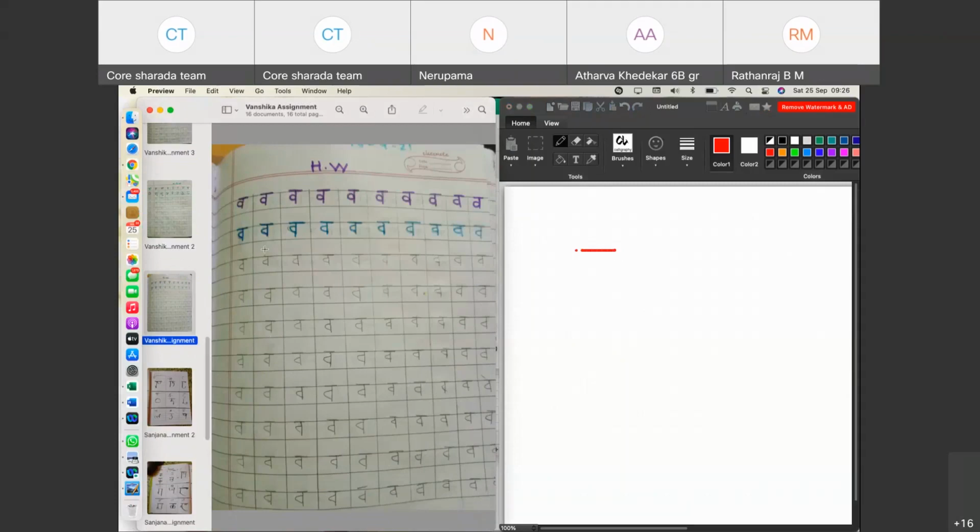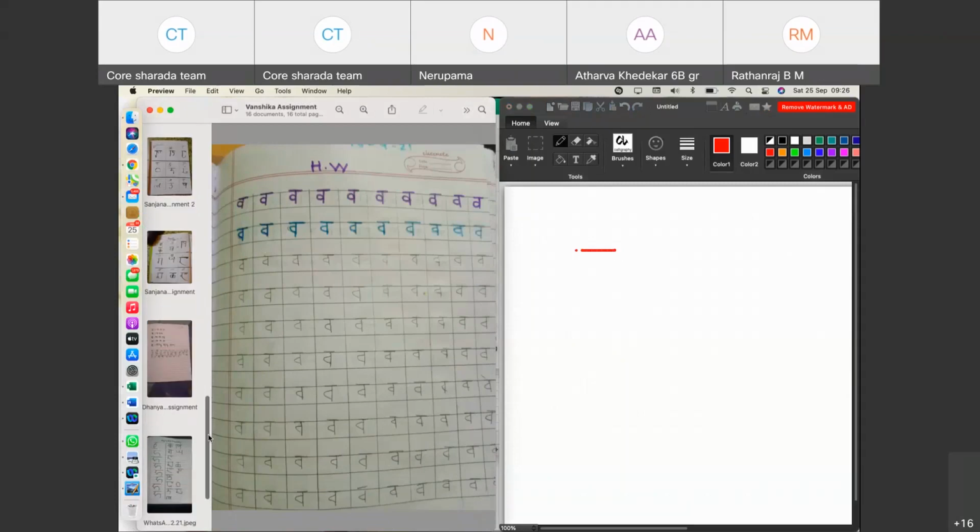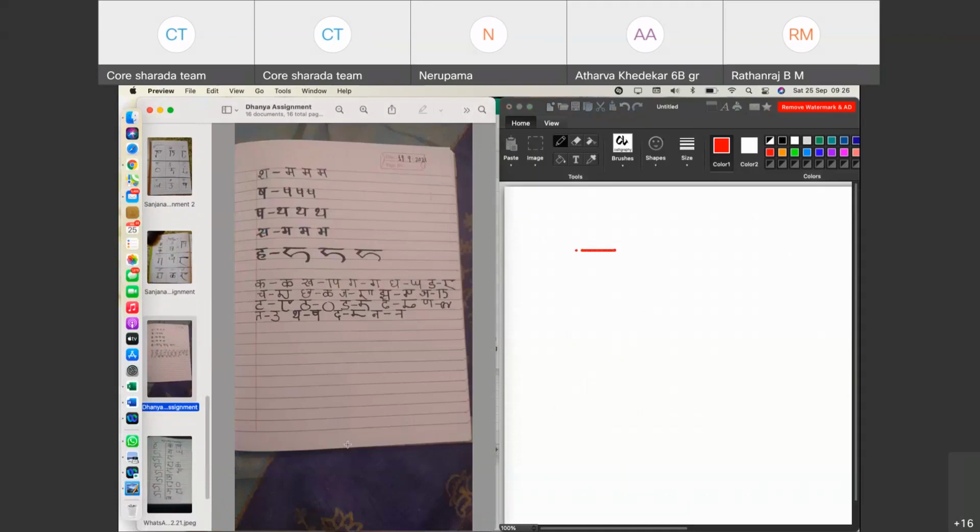Vanshika, very good work, very neat work. Okay, so this is Sanjana's work I showed. Dhanya, again, see, she's practiced all the letters. While practicing, it has come out a little bigger, but otherwise the shape is nice.